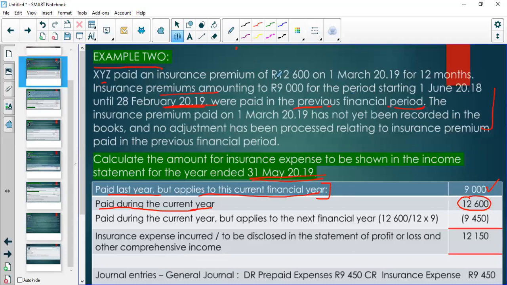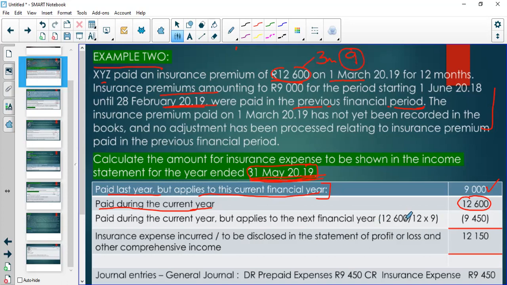But if you look at this payment, it covers periods for this current year, March 2019, April 2019, May 2019, and then we close this current year. So for this 12,600, only 3 months apply to this current year. The other 9 months apply to the following year. Although we paid now, our year closes on 31 May 2019. So the rest is for the next financial year.